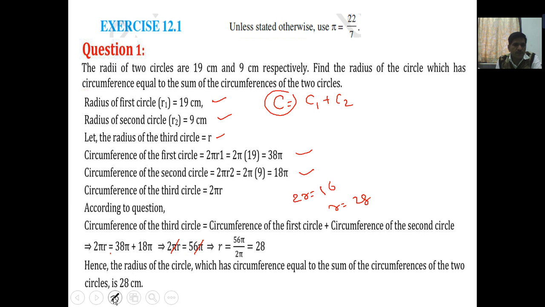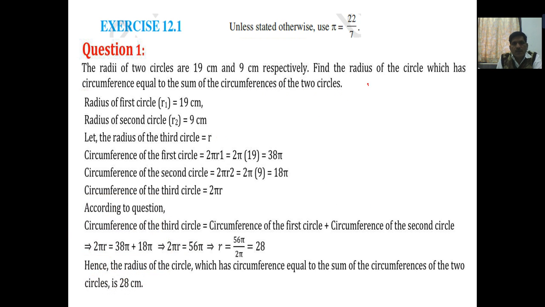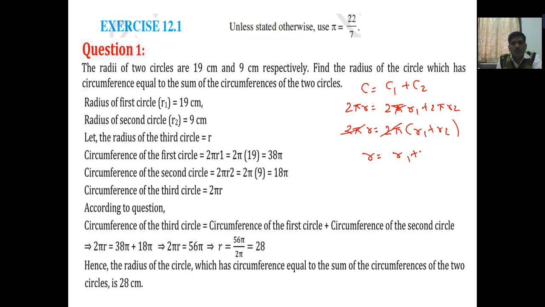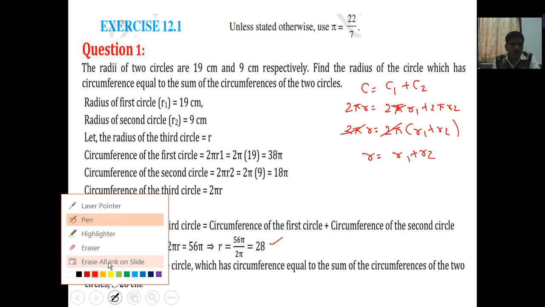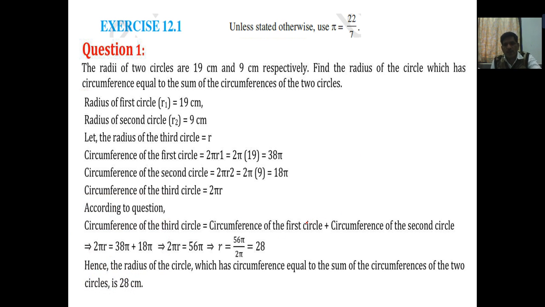Another way of doing this: C1 plus C2, again 2 pi r1 plus 2 pi r2. Now 2 pi is common, so r1 plus r2. That way we can get the correct answer. So r is equal to r1 plus r2. That way you will also get 28. So there are only 5 sums. The first sum I have cleared.